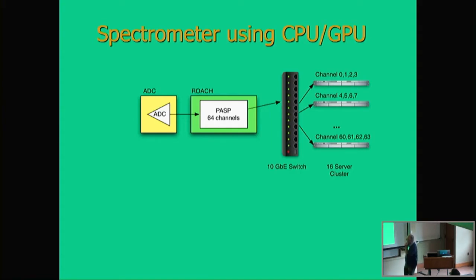You digitize the data, then you might break it up into channels in this FPGA board called a Roach board, which I think Jack will talk about, some FPGA board that breaks it up into channels with a polyphase filter bank. And then you might squirt the data into a switch, and then on the back end you might have some computers, maybe some GPUs that do more processing.